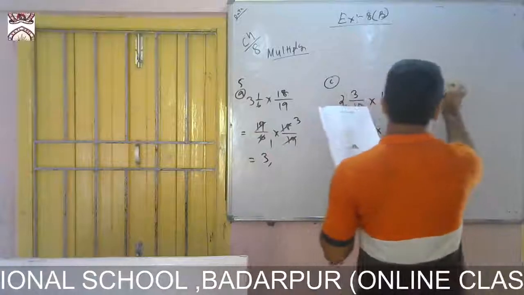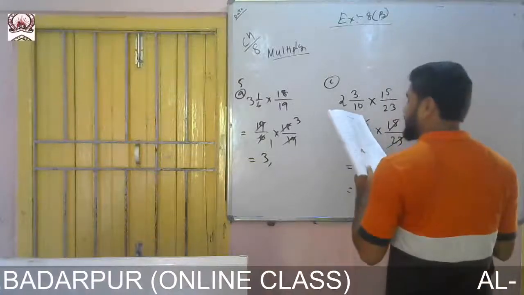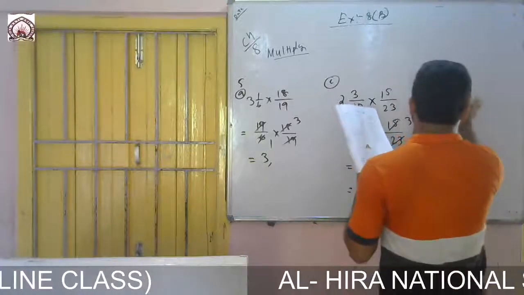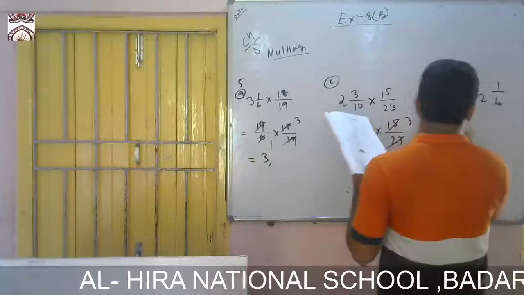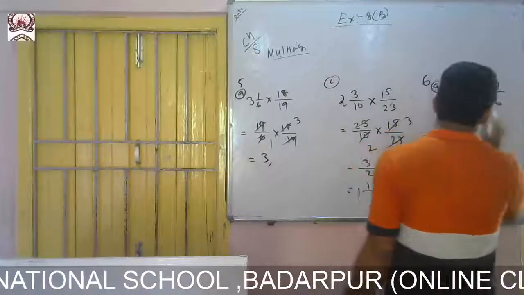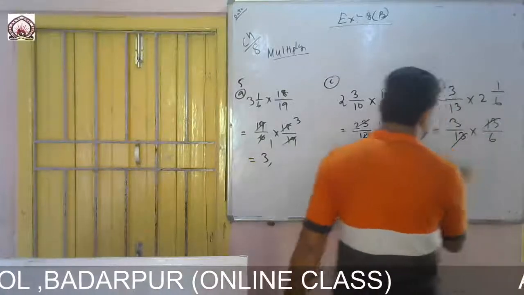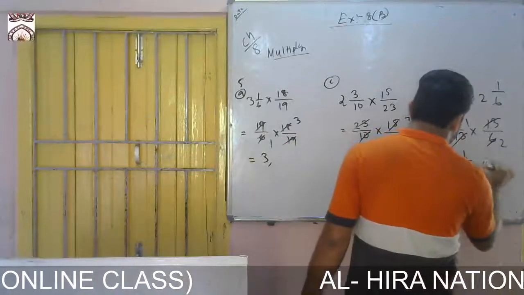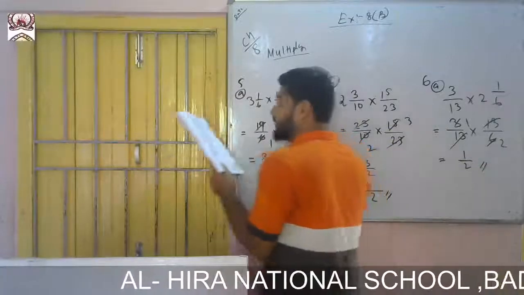Okay, now come to 6. 6a, what is there? 6a, that is 3 by 13 into 2 1 by 6. So first break this fraction: 3 by 13 into 2 6 that 12 and 1 13, 13 by 6. So this one you can get cancelled. Now 3 1 are 3, 3 2 are 6, half. Half is the answer.